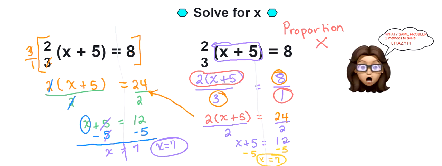Same answer. Either method, whichever method works for you. You can start by eliminating the fraction right away by multiplying through by that denominator, or you can make the left side into a fraction and the right side into a fraction and solve using proportions, a fraction equal to a fraction. Cross multiply. I hope this helped.